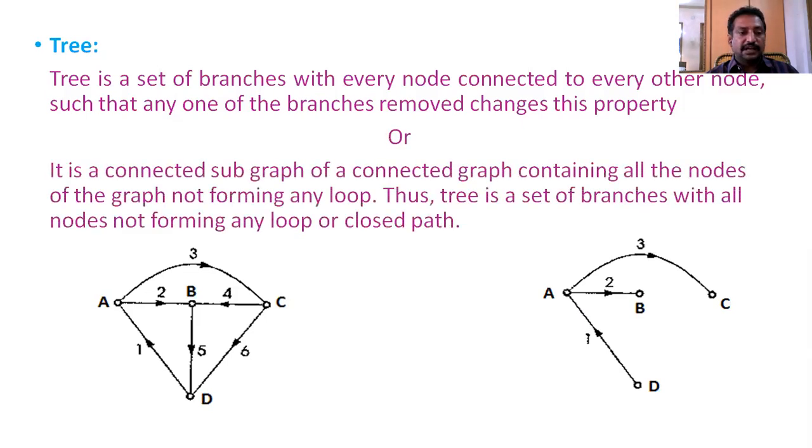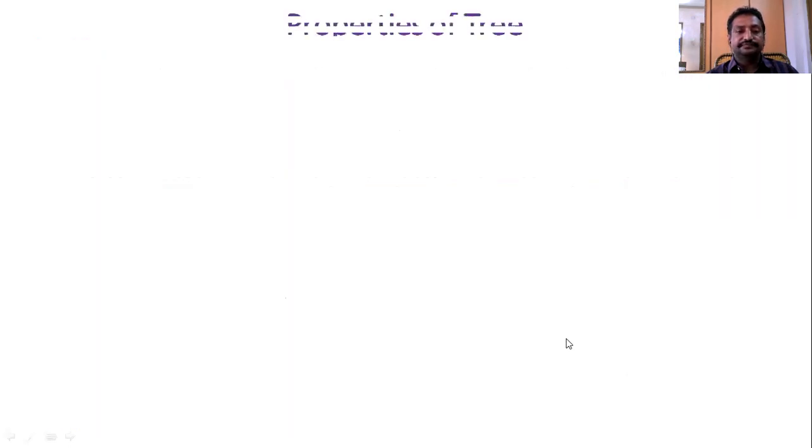See here, in other words, it is a connected subgraph of a connected graph containing all the nodes of the graph, not forming any loop. Thus, tree is a set of branches with all nodes not forming any loop or closed path. So the branches of a tree are called twigs. How many branches are there in this graph? 1, 2, 3. Three branches are twigs. So twig 1, twig 2, twig 3.